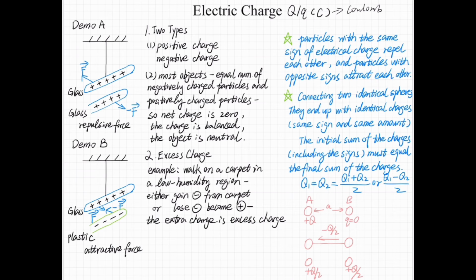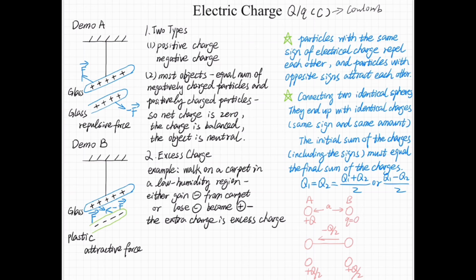So finally, we're going to introduce a key idea. When we connect two identical spheres, they end up with identical charges with the same sign and the same amount. The initial sum of the charges must equal the final sum of the charges, and we can use an equation to represent the statement: Q1 = Q2 = (Q1 + Q2) / 2.